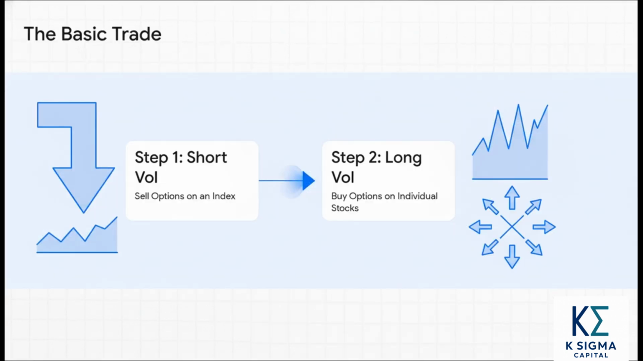So here's the simple version of how it works. A trader sells options on an entire index, like the S&P 500. That's a bet that the index as a whole is going to be pretty calm. At the exact same time, they buy options on a bunch of the individual stocks in that index, betting that those individual companies will be all over the place. So they're shorting the pack's volatility and going long on the individual players' volatility.